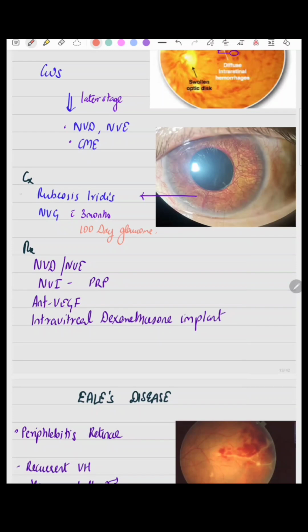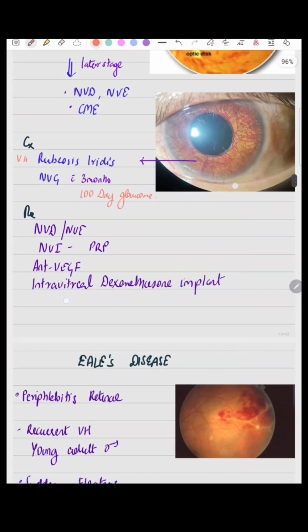Other complications include vitreous hemorrhage, proliferative retinopathy, etc. Now, treatment basically depends on whether there are new vessels at the disc or new vessels elsewhere, an indication for sector photocoagulation. We do a sector photocoagulation within the posterior segment. If there is neovascularization of the iris, then it is an indication for urgent pan-retinal photocoagulation.